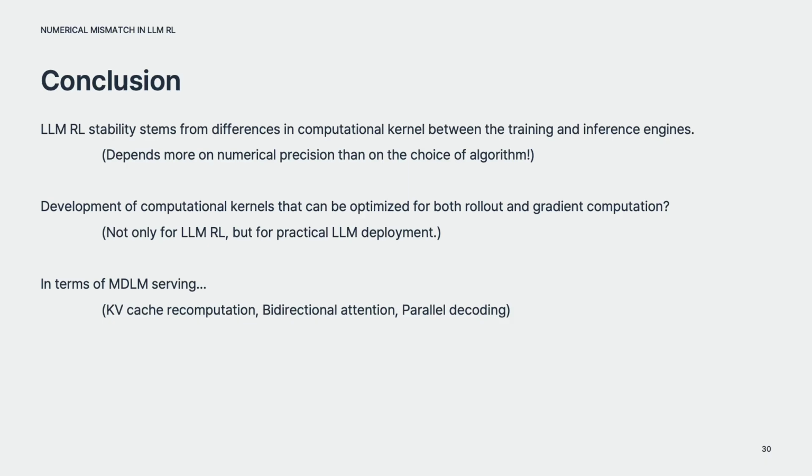It is also plausible that this mismatch is even more pronounced in diffusion language models. Unlike autoregressive models, diffusion language models do not admit a tractable likelihood, and they rely on bidirectional attention, which leads to different computational patterns such as KV cache recomputation or some parallel decoding. If these components behave differently during training and inference, the resulting mismatch could be even more severe than the autoregressive case.